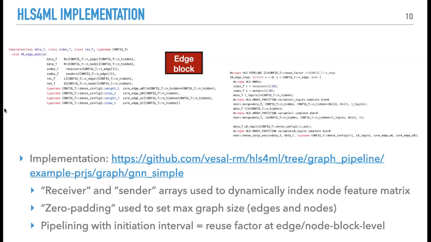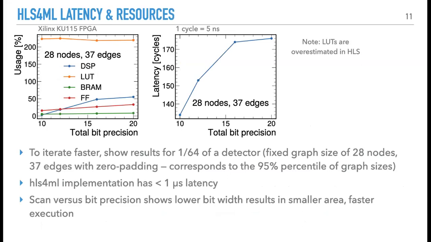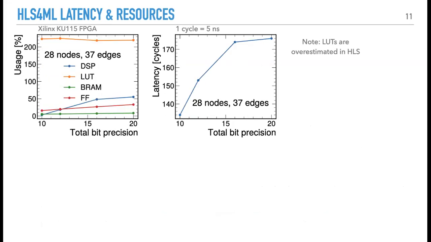Finally, we also pipeline with a certain initiation interval, which in this case is equal to the reuse factor at the edge block and node block level. Okay, so that's probably too much detail, but I can show you what the results look like for this implementation, and again, to iterate faster.